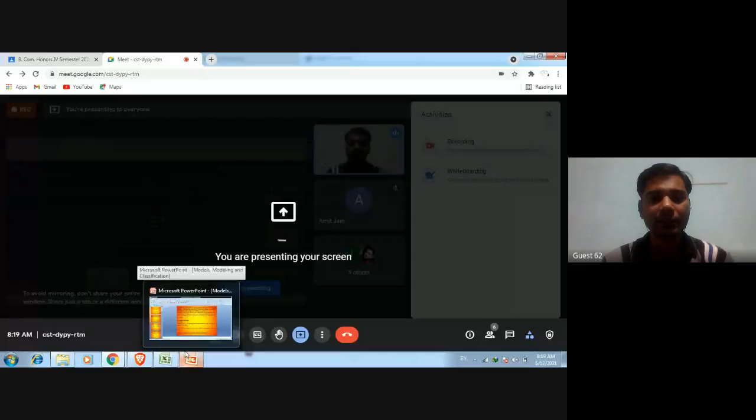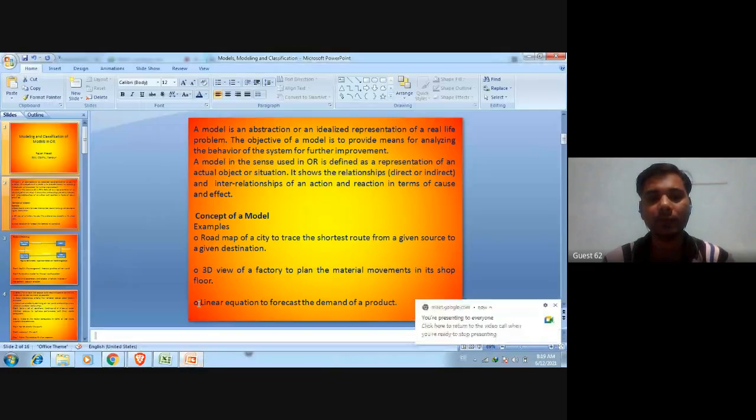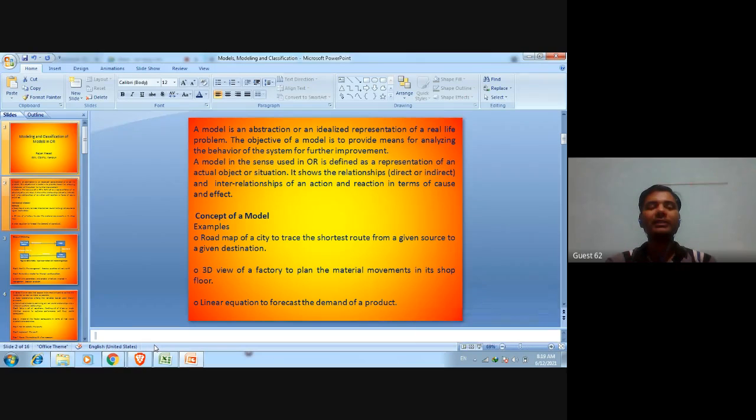So in the previous lecture, we have studied about the phases of operations research. Now, according to your syllabus, we have to learn what a model is and what modeling is. Model does not mean a Bollywood model or the model who does a ramp walk. Here the model is related to your operations research model that you will construct to solve a problem.